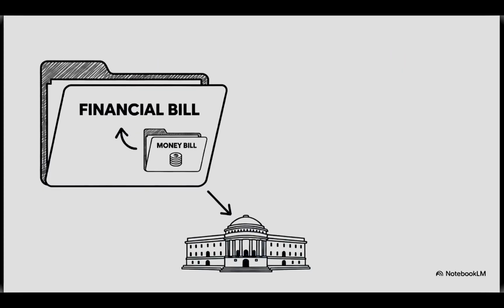Now, how does the government actually legislate this money? Well, there's a classic trick question that confuses a lot of people, and it's the difference between a money bill under Article 110 and a financial bill under Article 117. Here is the golden rule to remember. All money bills are financial bills, but not all financial bills are money bills. Money bills deal strictly with very specific matters like taxation or borrowing, and they get a special expedited procedure. But both of these bills do share one fundamental rule. They can only be introduced in the Lok Sabha, no exceptions.